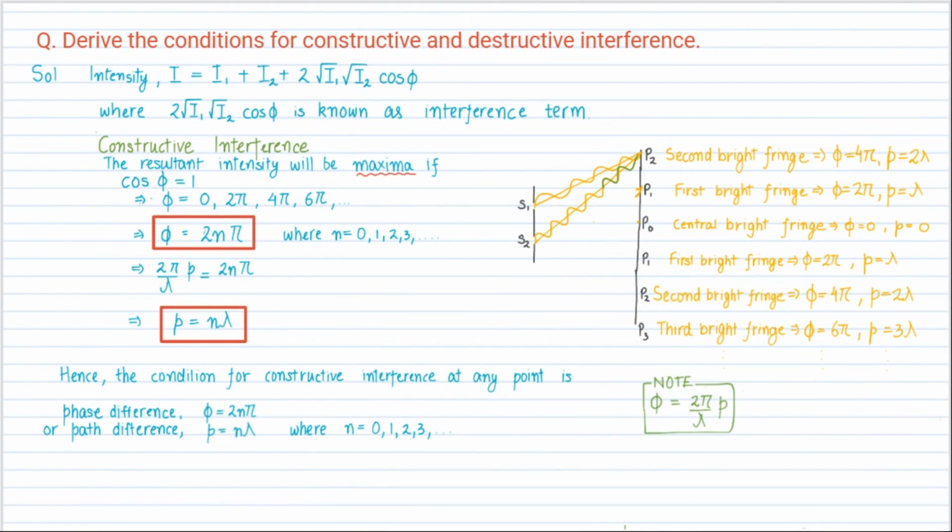Till now we have discussed the conditions for constructive interference. That means the phase difference between the waves coming from slit S1 and slit S2 should be how much? It should be an even multiple of pi. And the path difference, the extra path the light has to travel, should be an integral multiple of lambda. If this condition is satisfied, then at this point you will get a bright fringe.